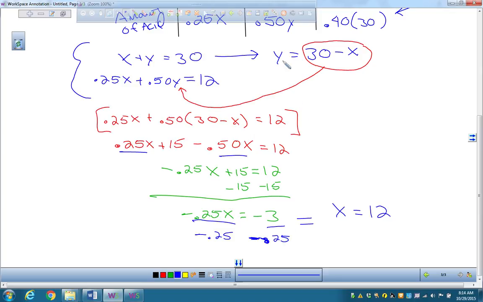And since I know that y equals 30 minus x, what's y equal to? 18. And then I have my two amounts of my mixture. Did I go too fast?